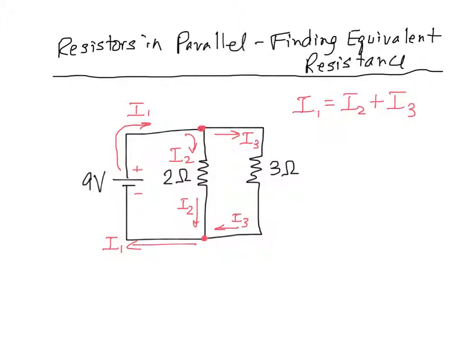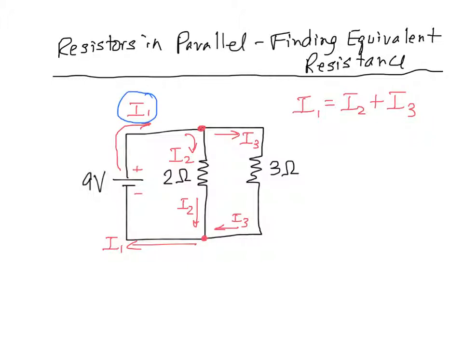So how do we analyze this circuit? How do we figure out how much current is in those different branches? Well, what we have to do is find the equivalent resistance as if the 2 ohm and 3 ohm resistors were replaced with a single resistor, and then we'll be able to figure out what I1 is by finding what the equivalent resistance is if we were to combine the 2 and the 3 ohm resistor.